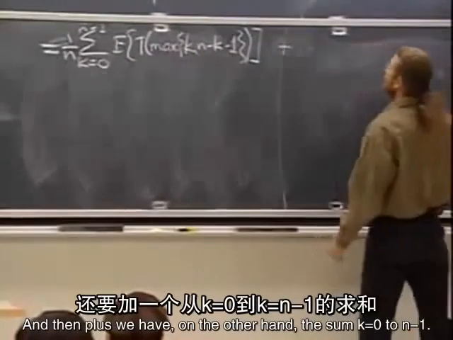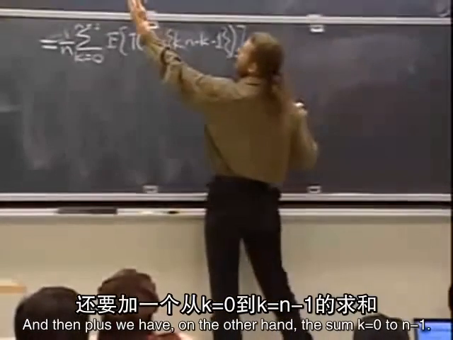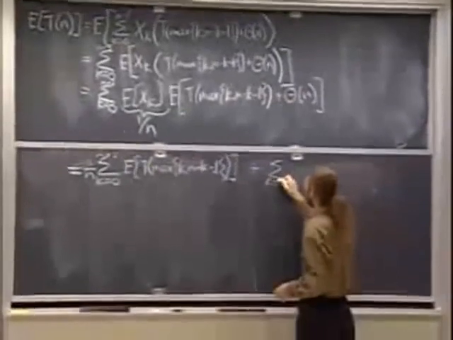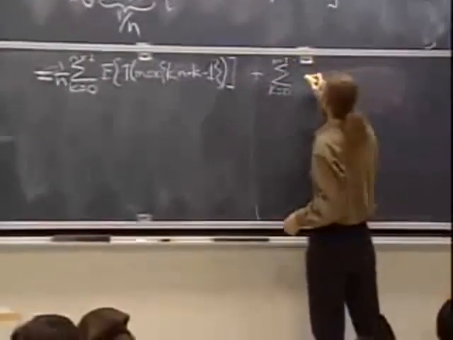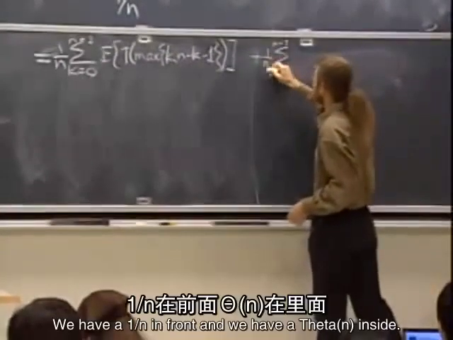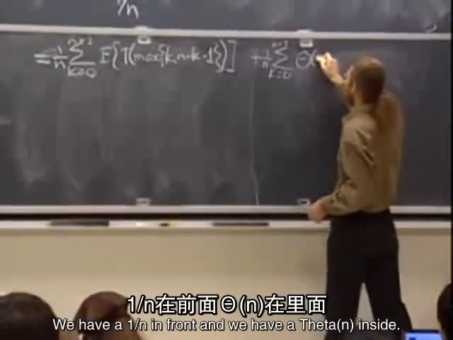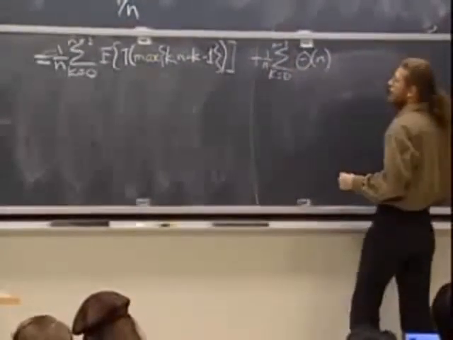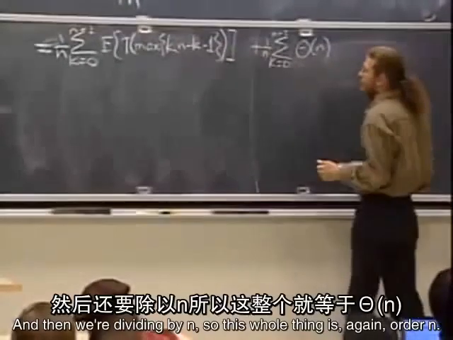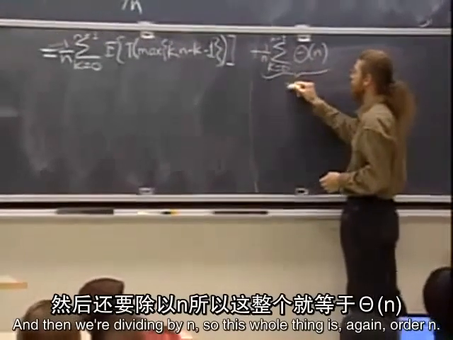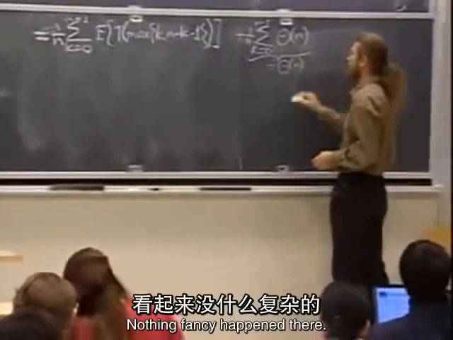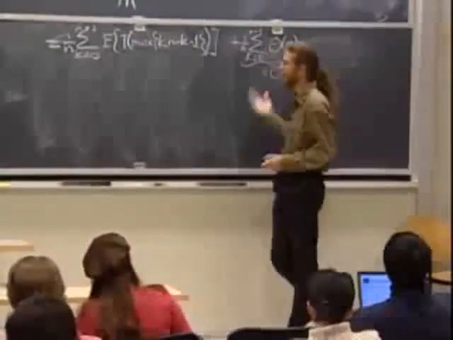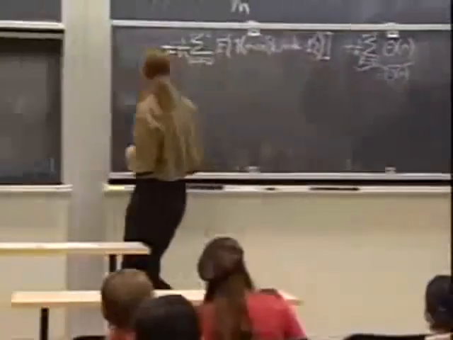And then plus, we have, on the other hand, the sum from k equals 0 to n minus 1, let me just write that out again, we have a 1 over n in front, and we have a theta n inside. So this summation is n squared, and then we're dividing by n. So this whole thing is, again, order n. So nothing fancy happened there. This is really just saying the expectation of order n is order n. The average value of order n is order n.